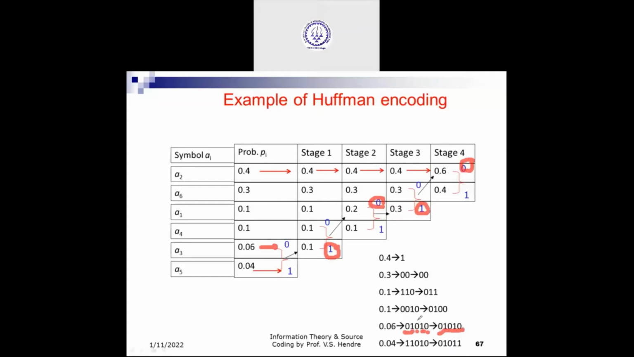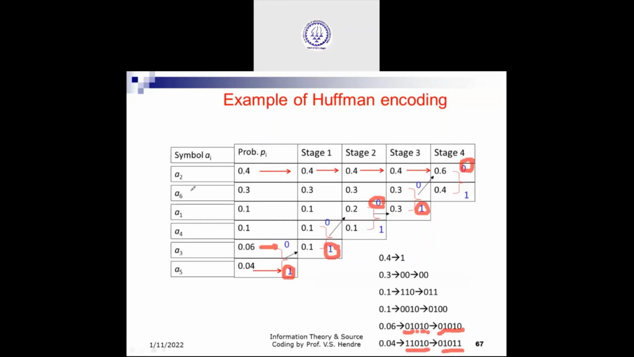And the same procedure if I follow for 0.04, the only difference is here, instead of going to 0, 0.04 is now going to 1, and the rest of the code is going to remain the same because it follows the same path 1 1 0 1 and 0. So 1 1 0 1 0, in the reverse order 0 1 0 1 1. So this is the way we can generate the code word for each and every symbol by following a forward path and reversing the code.